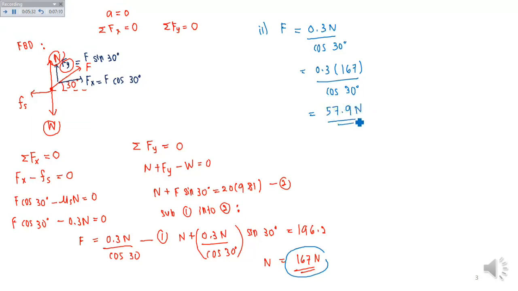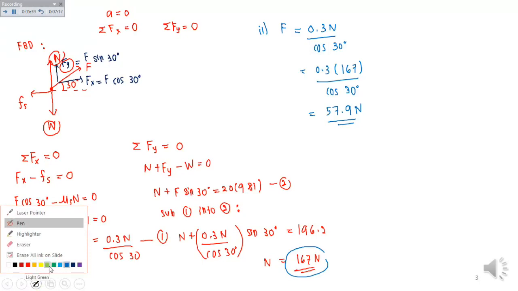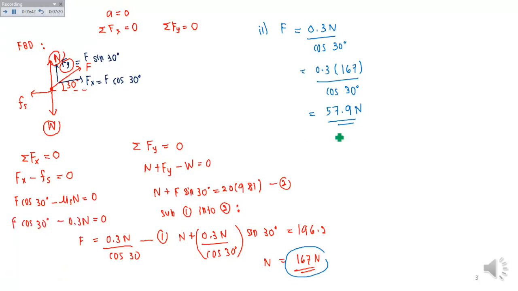Settle soalan 2. Soalan yang ketiga minta kita cari the value of static frictional force, which means kita perlu cari berapa Fs ni. Kita tahu equation untuk Fs is mu s N, and given mu s is 0.3, just times with 167. So we will get Fs is 50.1 Newton.